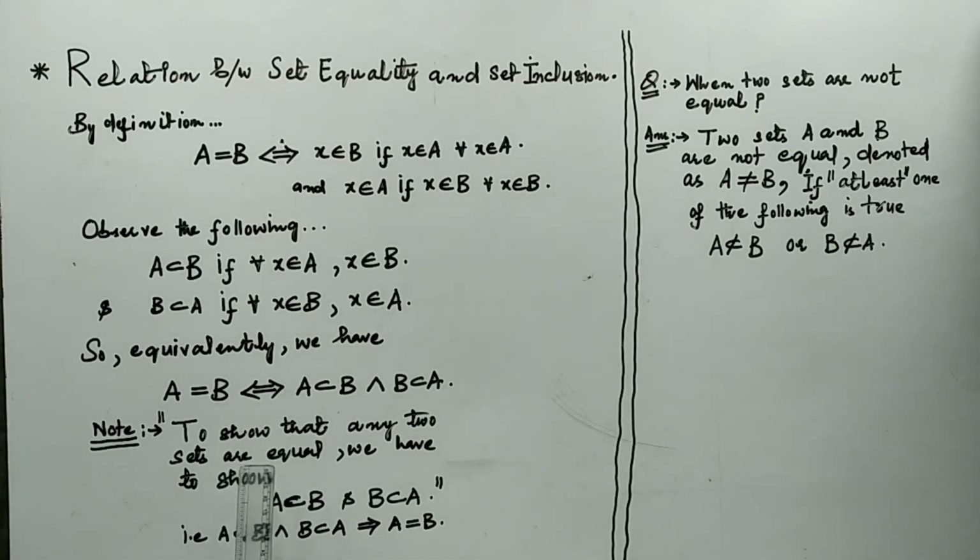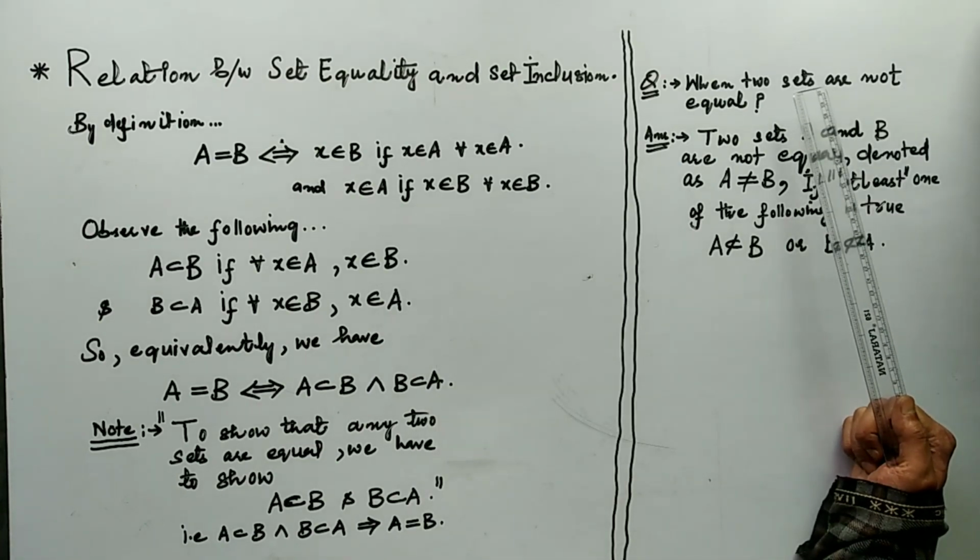Now, if I have two sets A and B, what is it that is sufficient to say that these two sets A and B are equal? To show that A and B are equal, you just have to show that one is the subset of another. That is, in order to show that two sets A and B are equal, you just have to show that A is the subset of B and B is the subset of A. Now, I have a question.